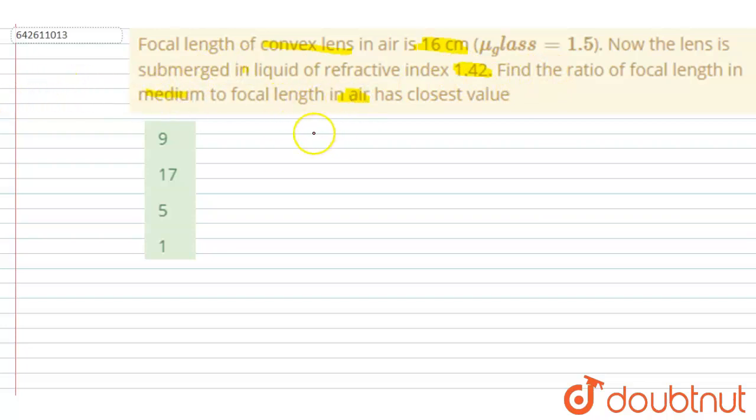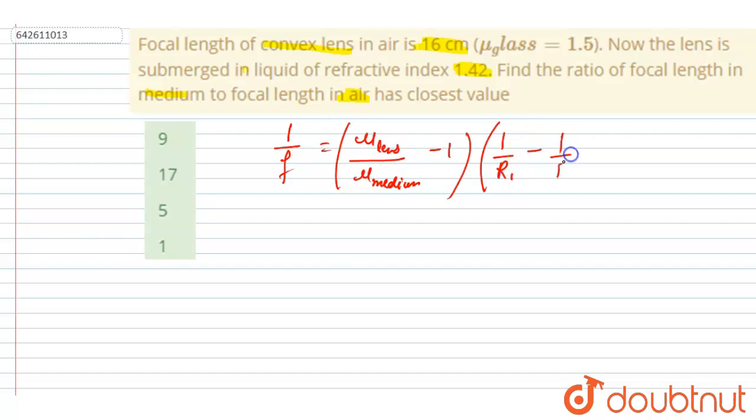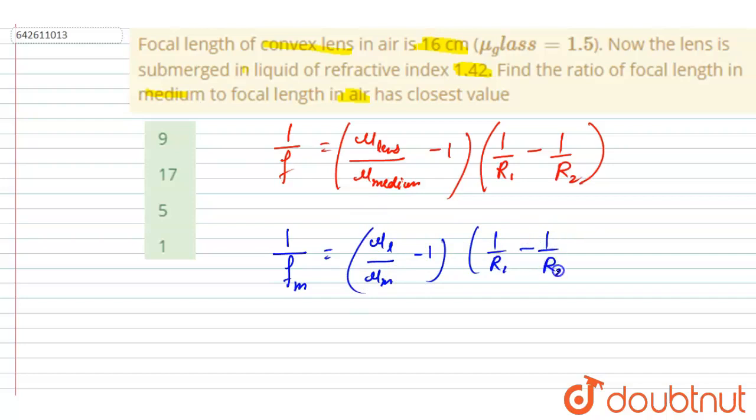So if I talk about 1 upon focal length, this is equals to mu relative, that is mu of lens divided by mu of medium, minus 1, into 1 by R1 minus 1 by R2. Very simple. So you can see the 1 upon focal length is proportional to mu relative minus 1. And in the question, we have to find out the ratio of focal length in medium to focal length in air. So we'll write here 1 upon focal length in medium will be equals to mu lens by mu medium minus 1 into 1 by R1 minus 1 by R2.